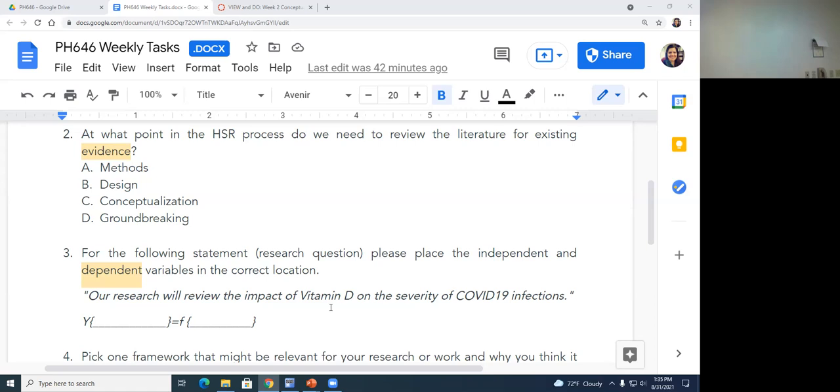And this is your comparator, if you will, independent variable. So the independent effect of vitamin D on COVID-19, right? How does vitamin D use impact COVID-19? I didn't give you a population, right? That's okay. We're not there yet. I just gave you these two things. That's all we want. Any questions on these three questions?